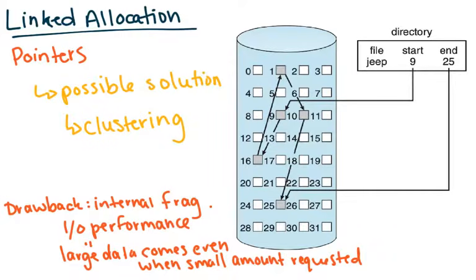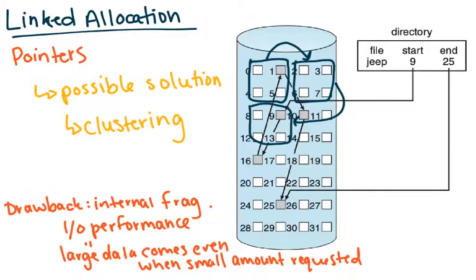One possible solution to this is clustering. So instead of just having one block in each one of these linked systems, you can cluster them, so maybe you cluster them into 4s. And then when you have a file, you simply link the clusters.